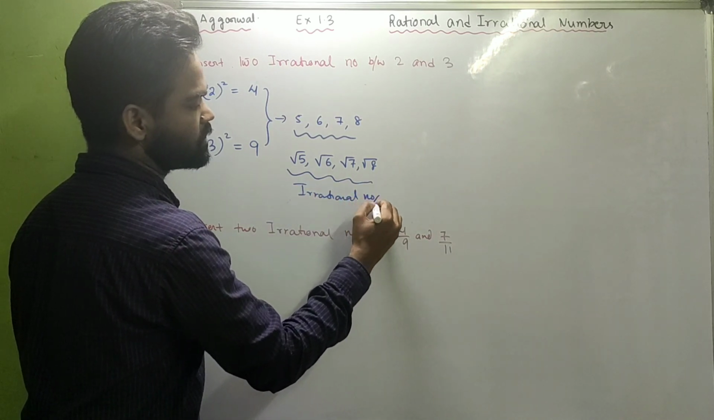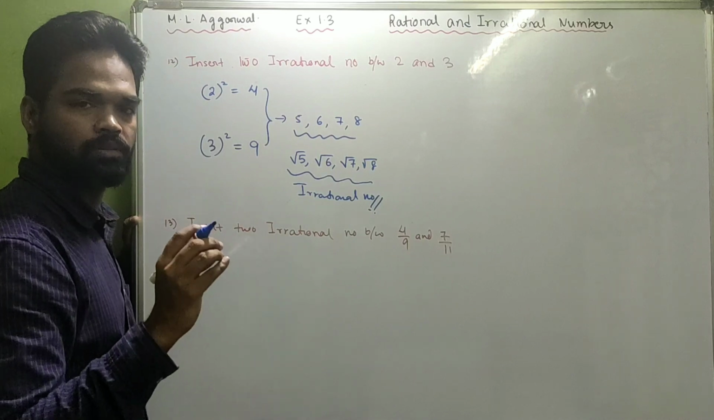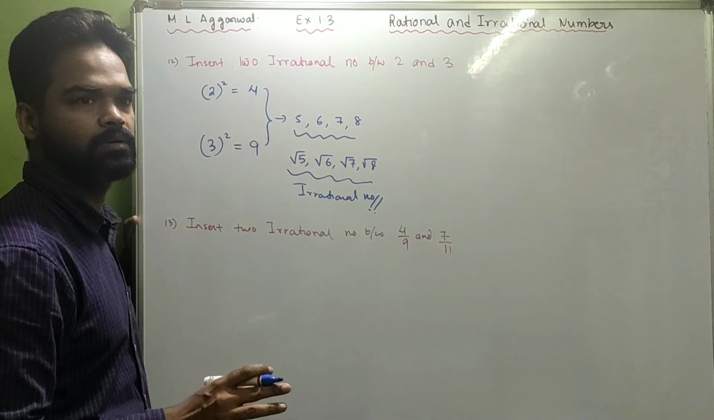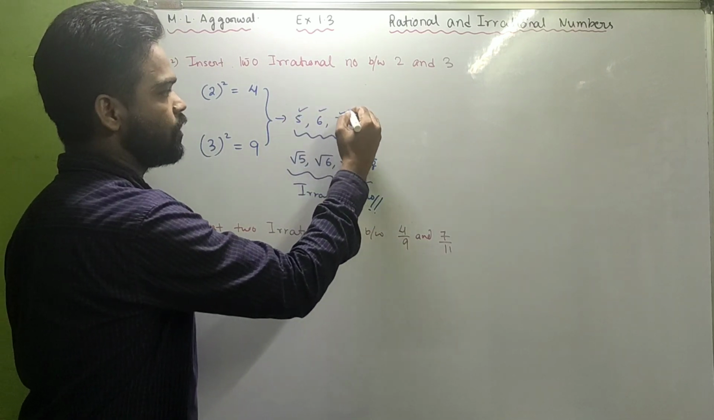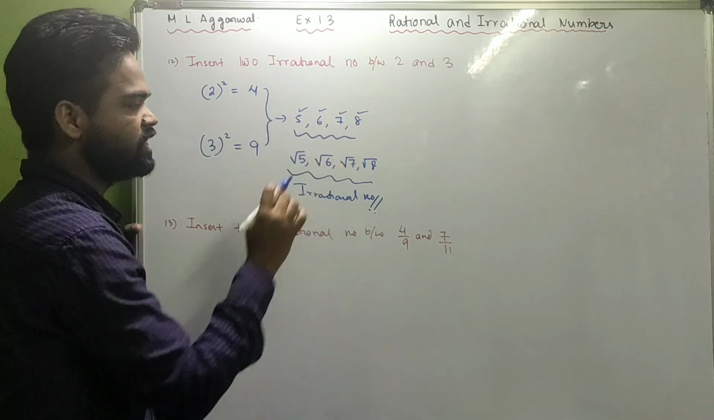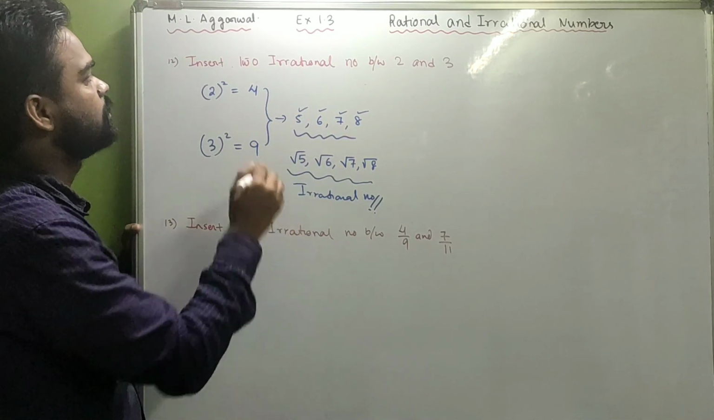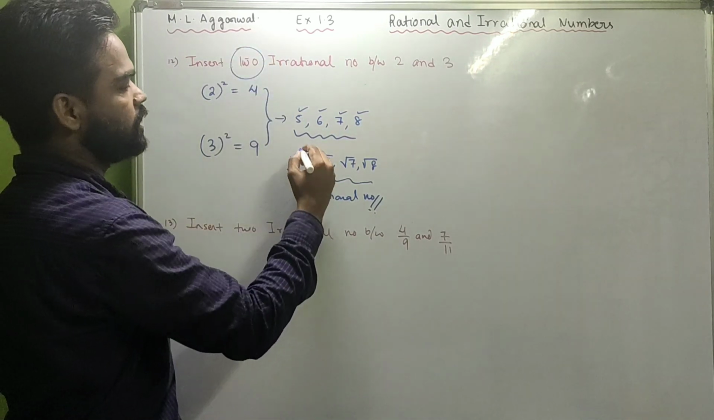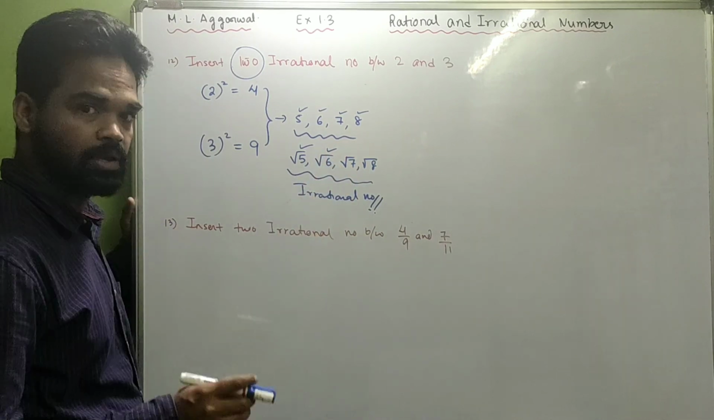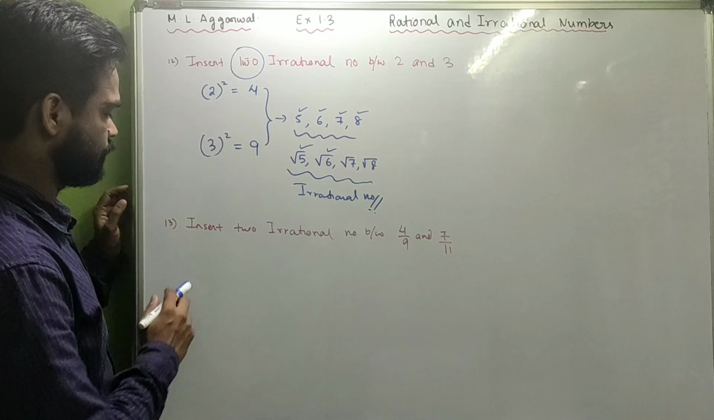Irrational numbers, we have already discussed what they are. The root of a number which is not a perfect square is always an irrational number, and these are the numbers which are not perfect squares between 4 and 9. So the roots of these numbers are irrational. They told us to choose any 2. That should be your answer. Clear? Now look at number 13.